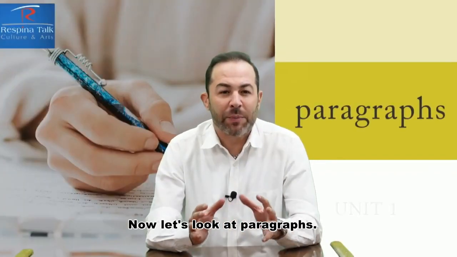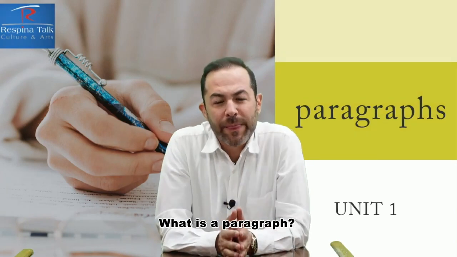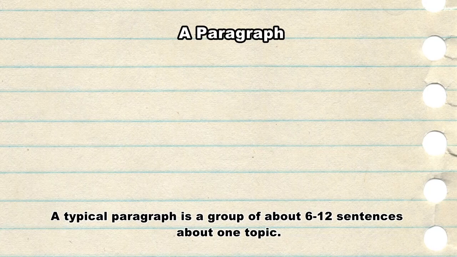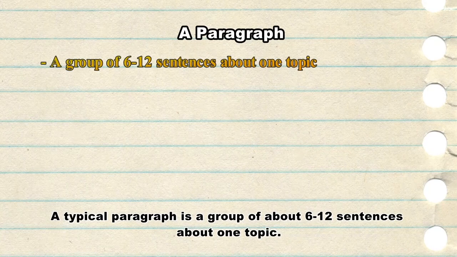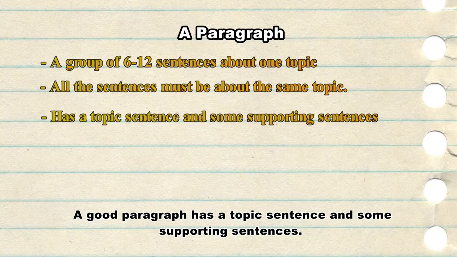Let's look at paragraphs. What is a paragraph? A paragraph, or actually a typical paragraph, is a group of about 6 to 12 sentences about one topic. Now, all the sentences in a strong paragraph must be about that same topic. A good paragraph has a topic sentence and some supporting sentences.